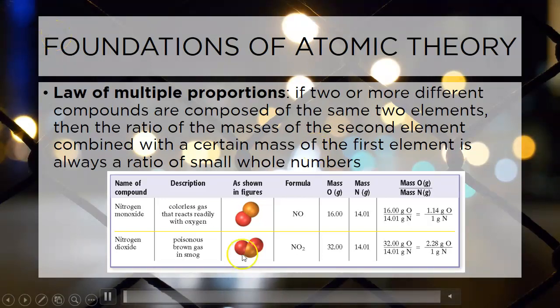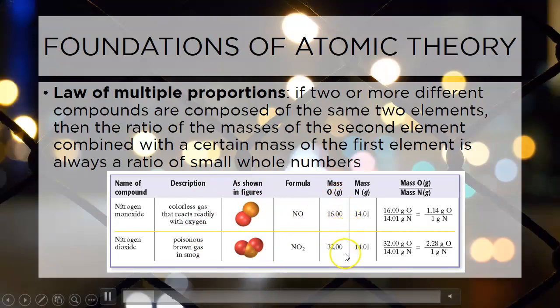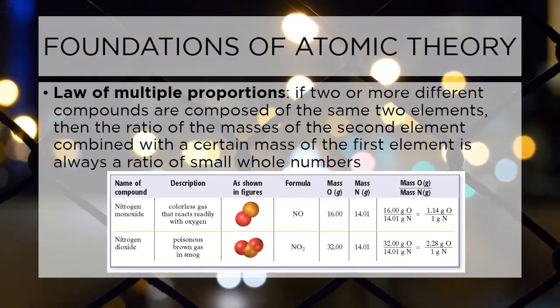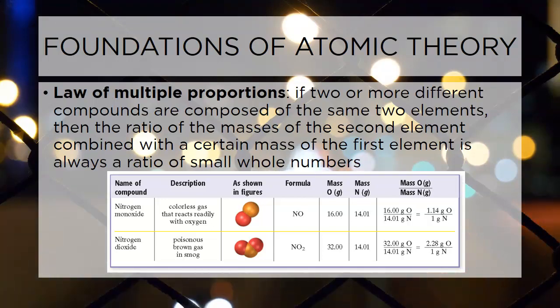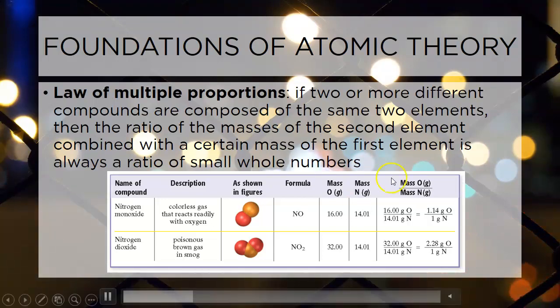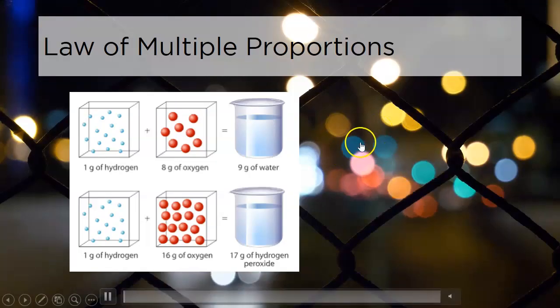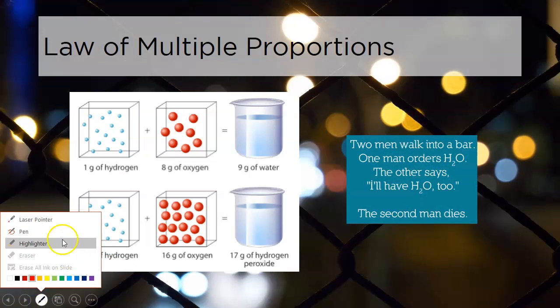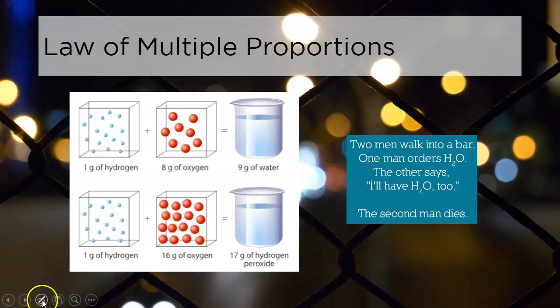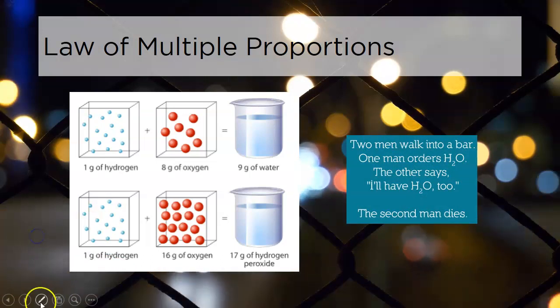So again, two totally different gases, but one has twice as much oxygen as the other. What this is trying to tell us is I'm not going to see like NO 2.5 or NO 3.7. It's either going to be NO or NO2. So when I have water and hydrogen peroxide, they have very similar formulas. One is H2O and one is H2O2.